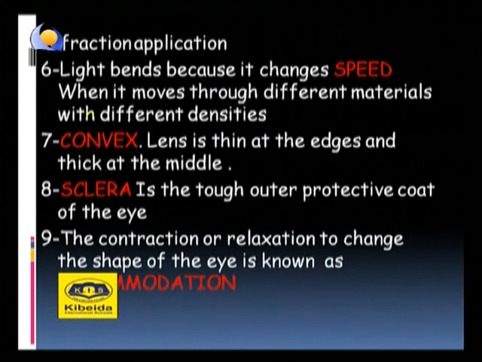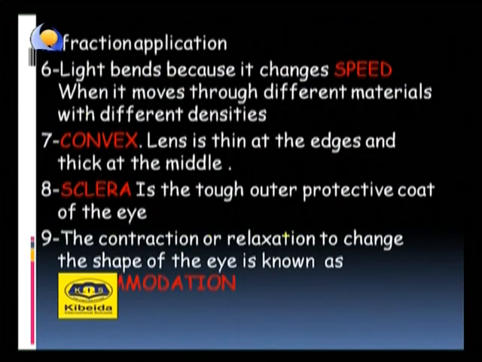Here, number six, light bends because it changes speed when it moves through different materials with different densities, and this is what we call refraction. What's refraction of light? Refraction of light is light bending because of the change in densities. When light travels between different mediums, such as from air to water, from water to air, different mediums with different densities, the light rays start to change their speed, then change their what? Their direction. This is about light refraction.